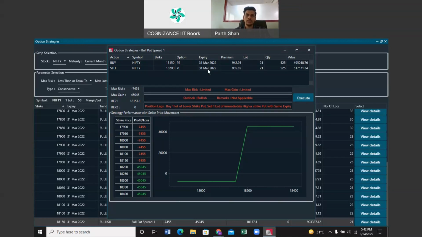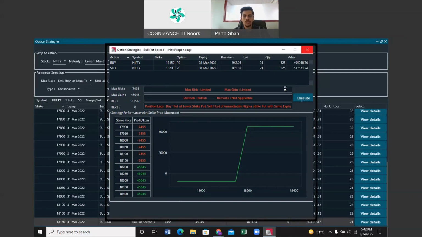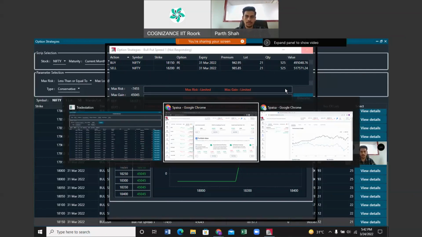But on the 31st March 2022, if the market is at 18,200, then you will have the profit of 45,045 rupees. And you can execute this particular strategy by making only one click, execute, and it will execute both of the legs for you. So that's more about this particular platform.